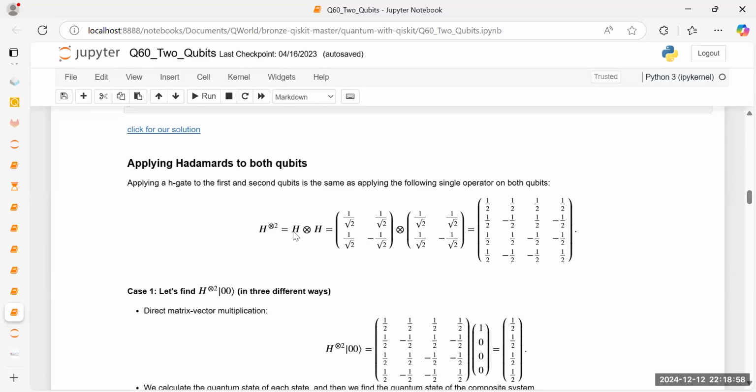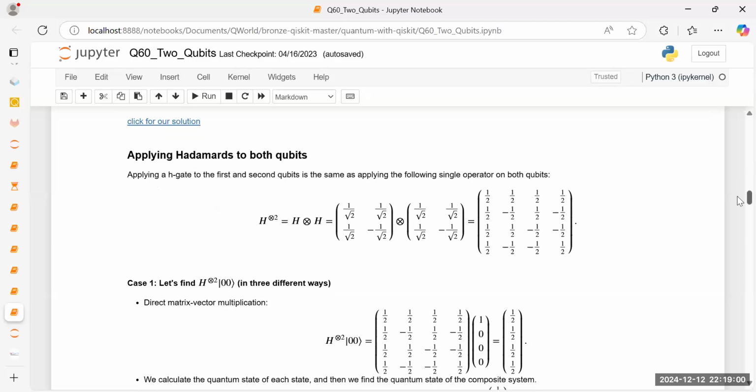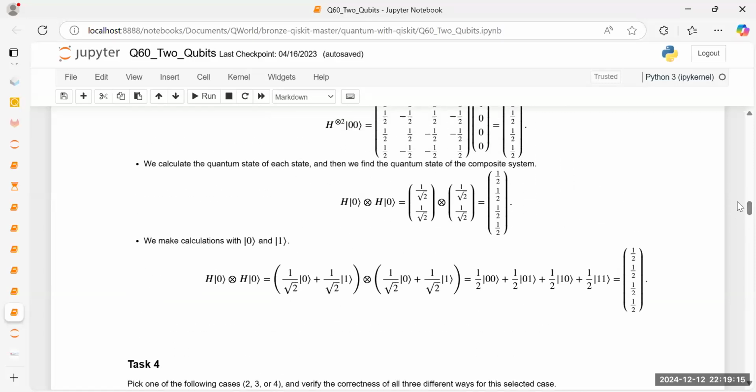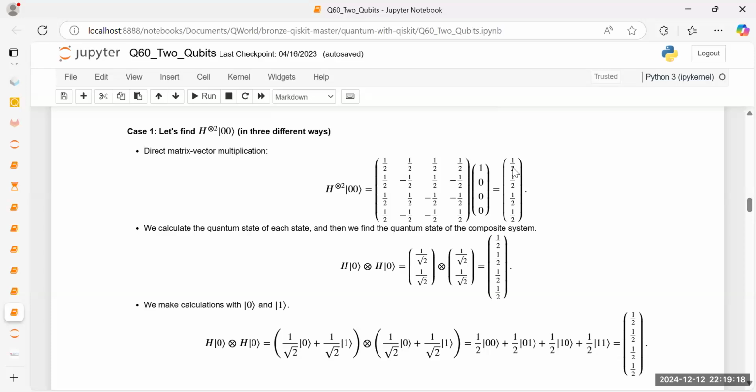So that's all that we're looking at here. We're checking to see if by combining the two Hadamard gates, we're going to get the same results as applying them separately. And when we tested this out, we actually got exactly the same results.